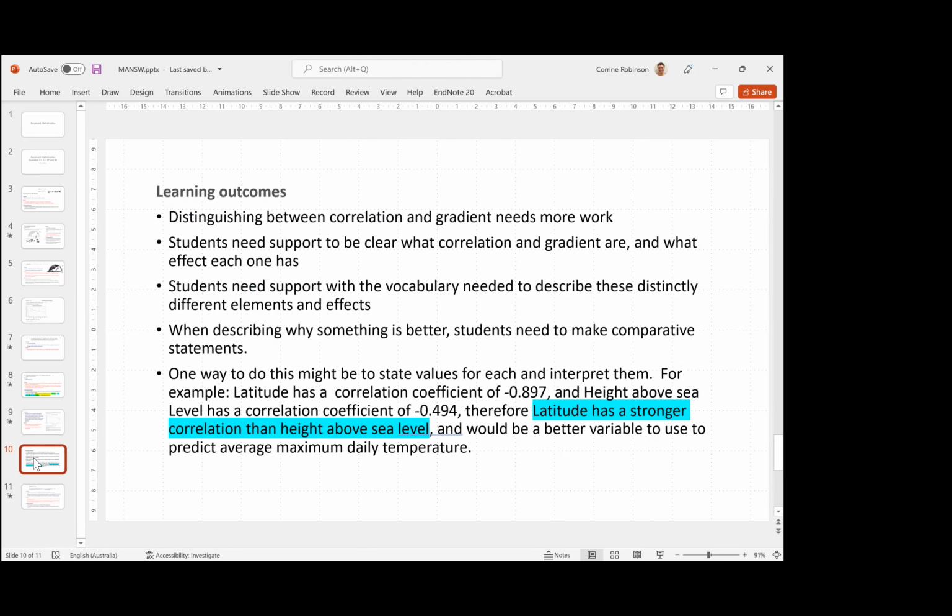So I think the learning outcomes for question 17, for me personally, there were quite a lot. It's a new aspect of the course and a new way for us to assess students. Students need to be clearly able to distinguish between correlation and gradient, and that certainly needs more work from my impression of the marking. Students need to be supported to be clear when they're talking about correlation and gradient, and what effect each of these has. Students need some support with the vocabulary needed to describe these distinctly different elements and effects.